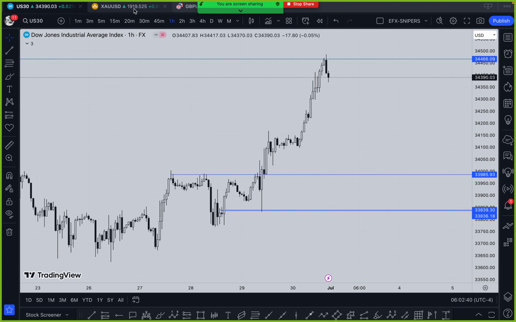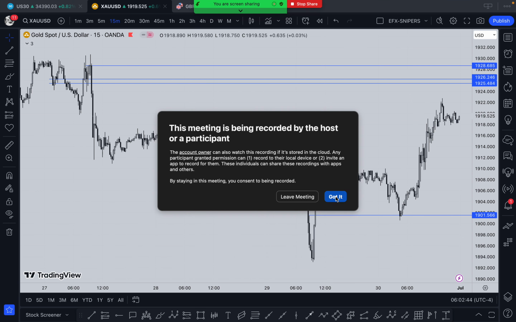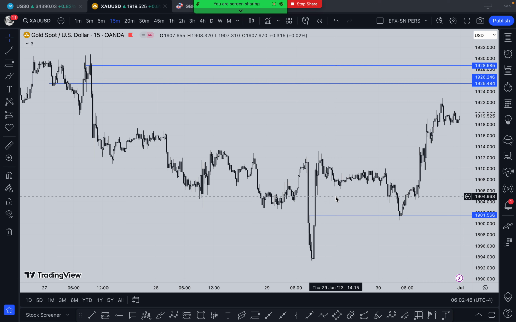Let me go to gold because this is why I took so many entries. So if we can check, you can check here on the gold side. The only thing that I ended up doing was I saw market get on this low.